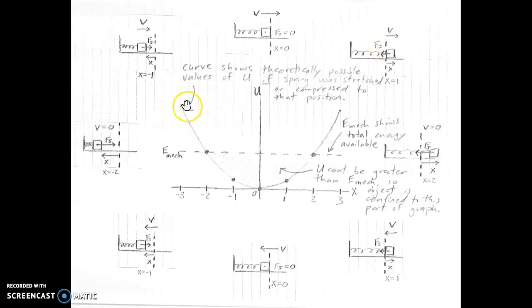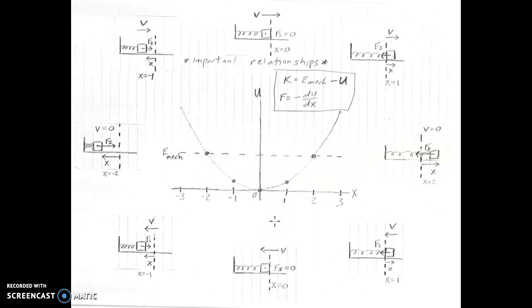Just a reminder, this curve shows all the theoretically possible potential energies. We can only actually get there if we've put enough mechanical energy in the system. And so this area underneath the mechanical energy curve is what defines the possible positions for our system. I mentioned that at the beginning, but there's an actual slide here that talks about that.